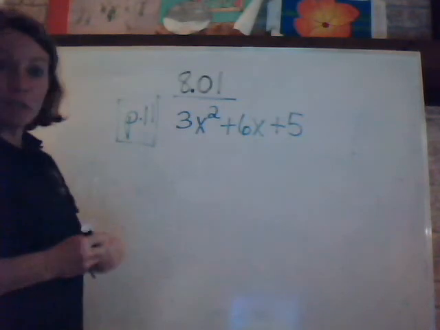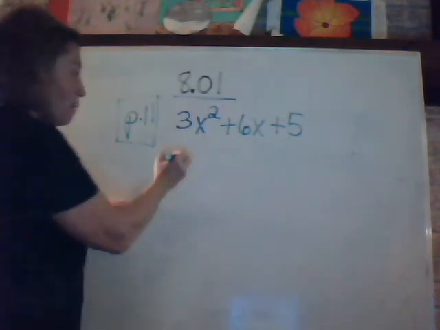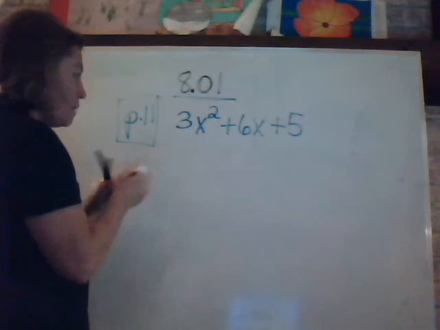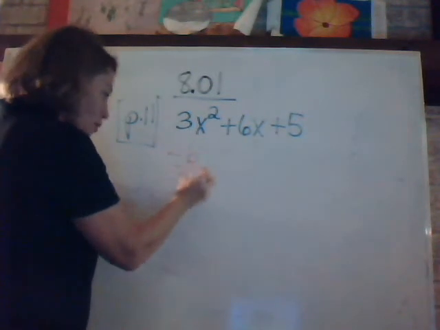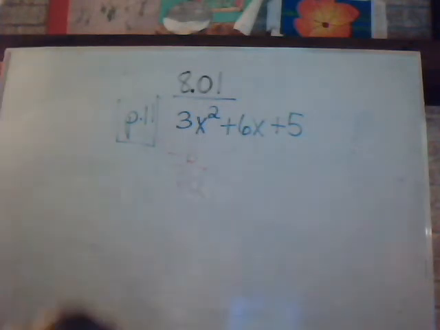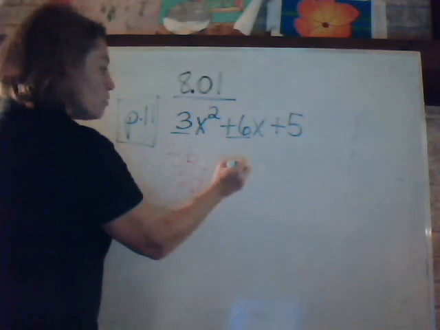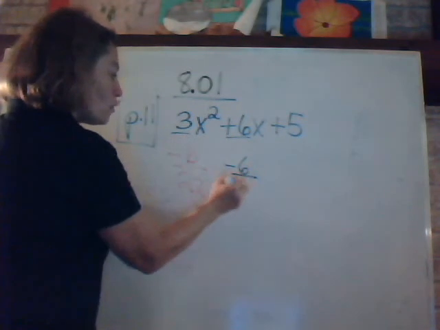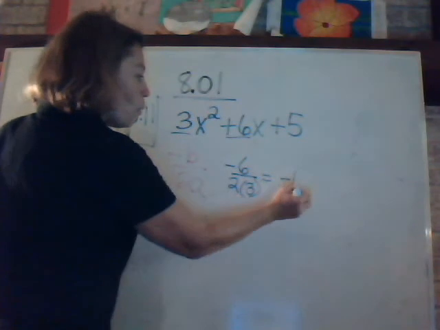Okay, the first thing we have to do is find the vertex. So remember the formula. It is negative b over 2a. So I'm going to write that formula down, negative b over 2a. Then from there, I'm going to substitute in b and a. So negative 6 over 2 times 3, which is negative 1.